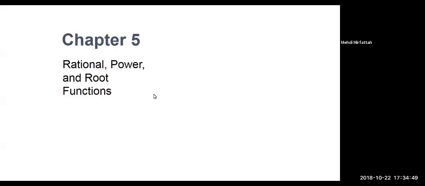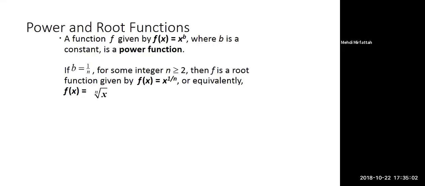All right, we're going to continue our discussion on chapter 5. Let's take a look at some of these functions and write down the appropriate name next to these. The first one that you see here is f of x is equal to x to the power of b.